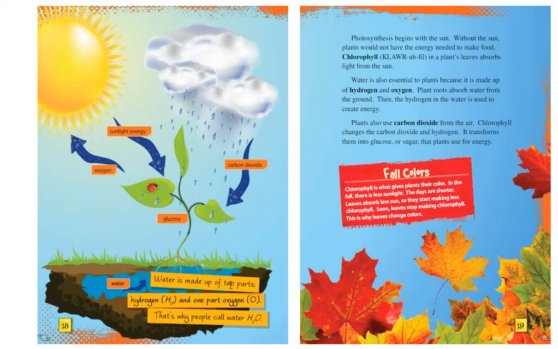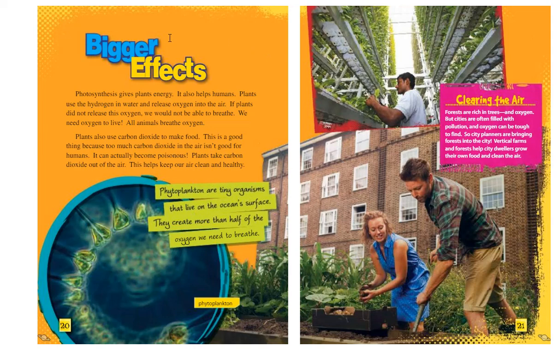Now here's something else you may have known. Water is made up of two parts, hydrogen and oxygen. That's why people call it H2O, because a single water molecule is made up of two hydrogen atoms and one oxygen atom bonded together. H2O. Fall colors. Chlorophyll is what gives plants their color. In the fall, there is less sunlight. The days are shorter. Leaves absorb less sun, so they start making less chlorophyll. Soon, leaves stop making chlorophyll, and this is why leaves change colors. So if you didn't know, that's why.